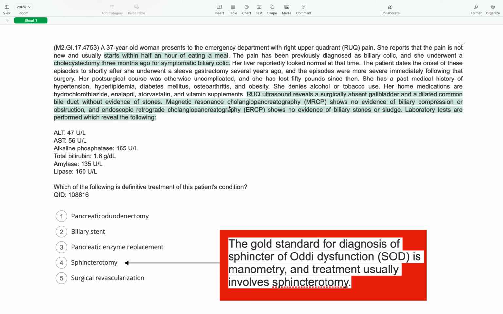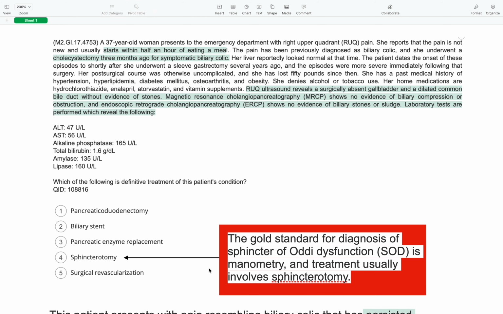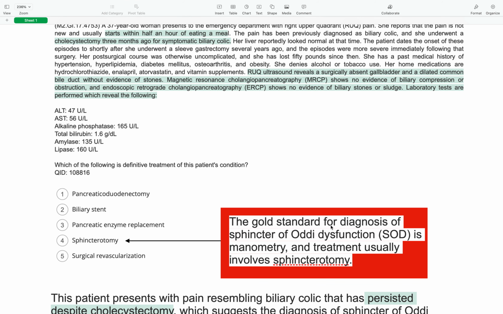So this gives you a tip-off, okay? This is basically sphincter of Oddi dysfunction, and a very common cause is post-cholecystectomy. So what you do is sphincterectomy. The gold standard for diagnosis of sphincter of Oddi dysfunction is manometry, and treatment usually involves sphincterectomy.